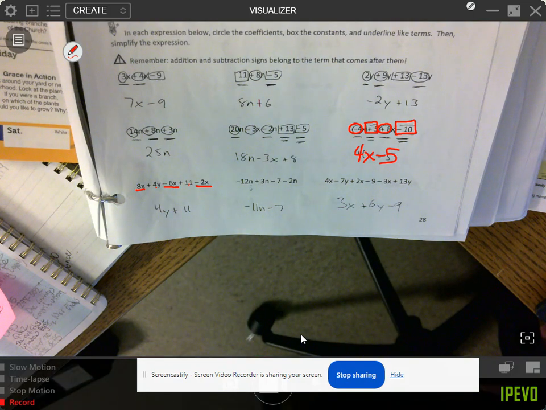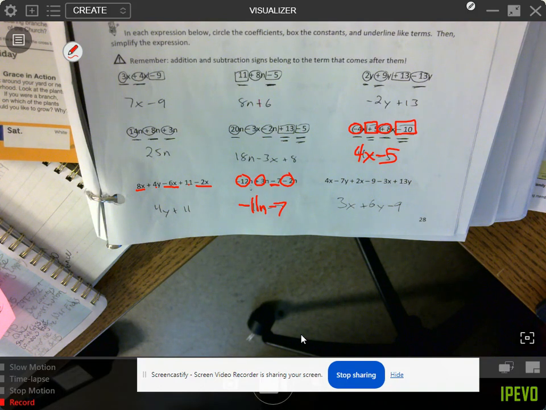All right, next one. We've got negative 12n, positive 3n, negative 2n, minus 2n. So negative 12 plus 3 is negative 9. Negative 9 minus 2 gives me a negative 11n. Only constant is minus 7.